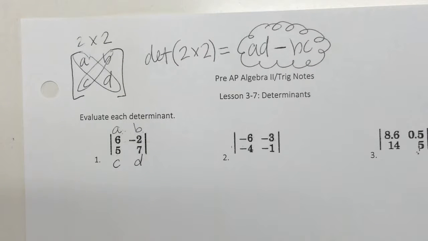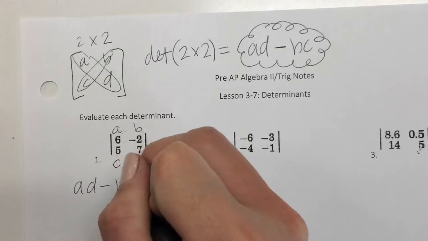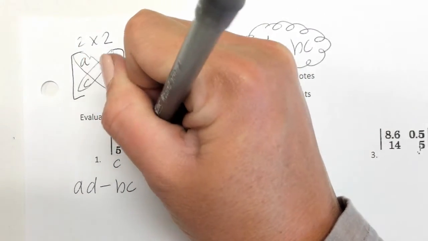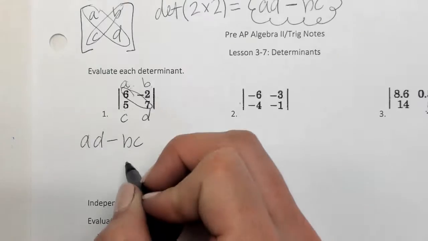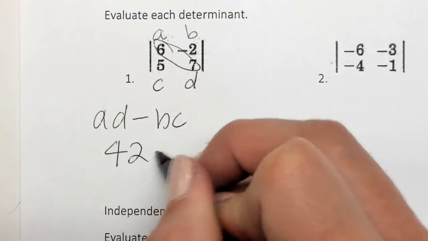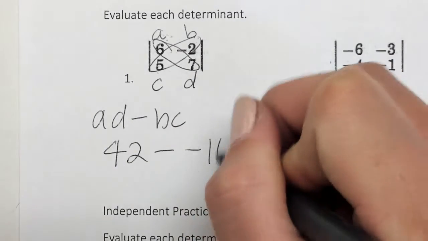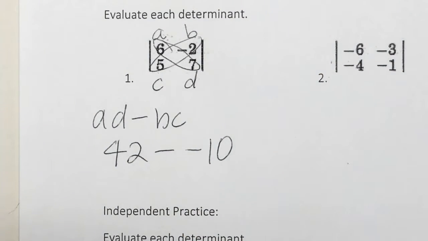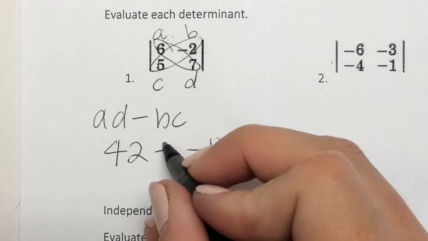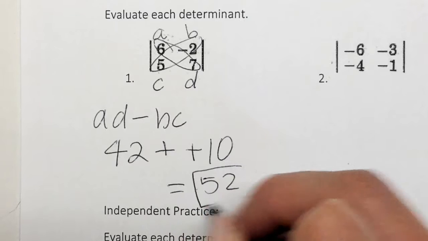Alright, so the formula for the determinant is already up there, AD minus BC. So A times D in this problem would be what? Which is 42, good, minus, which is, very good. So here we'll have to keep, change. What's the determinant of this 2 by 2? That's it.